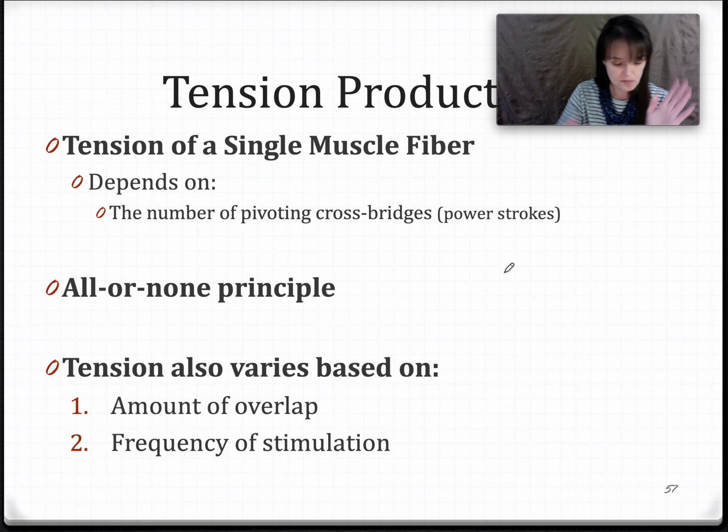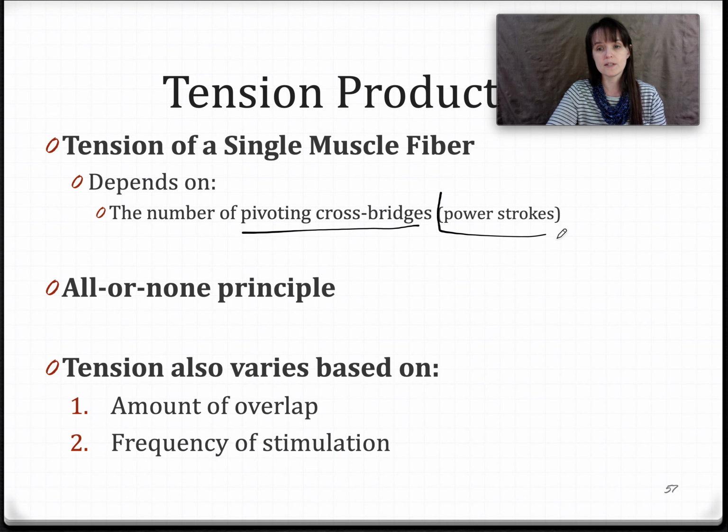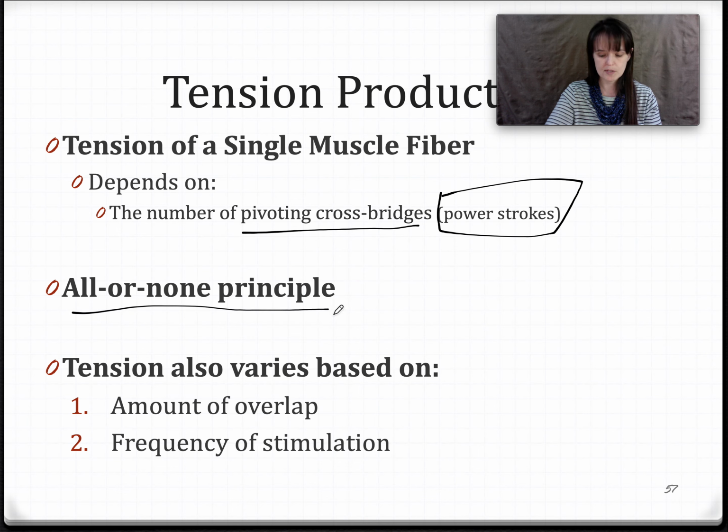All right, tension production. Section 10.5. The amount of tension produced by an individual muscle fiber ultimately depends on the number of pivoting cross bridges, which is what we just learned as power strokes, pivoting cross bridges. And each individual muscle fiber is either on or off. And this is called the all or none principle.